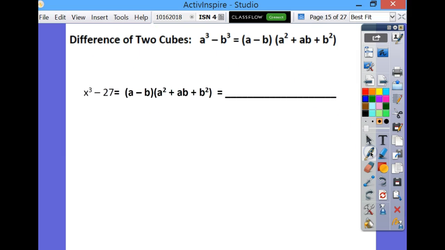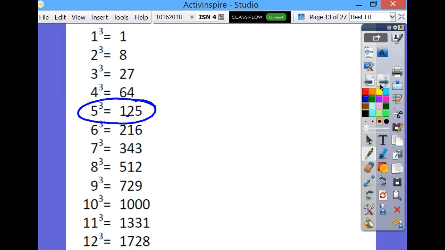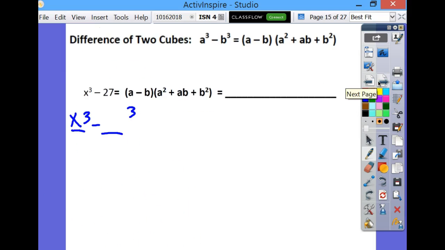Here's the next problem. The first thing I have to do is figure out my A's and my B's. The A's and the B's are the numbers raised to the third power. Well, this is just X to the third power. 27 is what number raised to the third power? So this is 3 raised to the third power. So A is X and B is the 3.